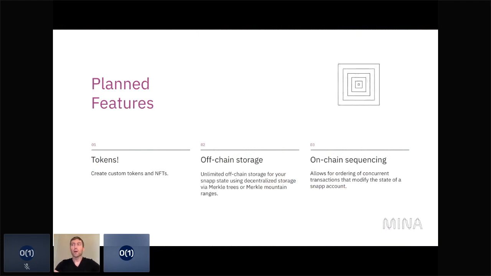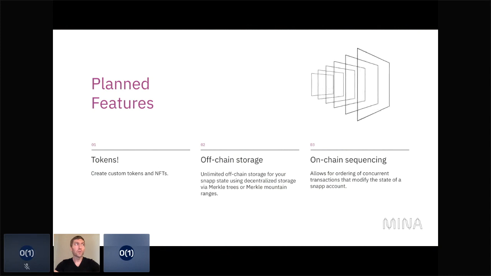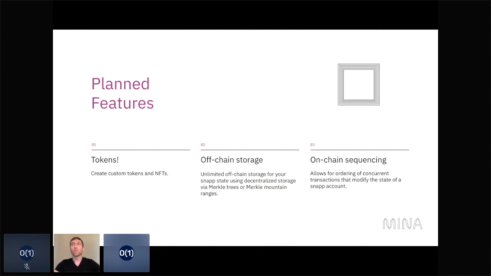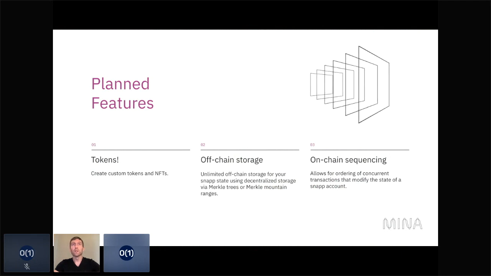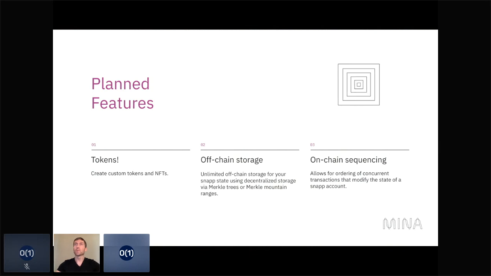And also, we'll be adding support for on-chain sequencing, which is actually really cool. It allows for the ordering of concurrent transactions that modify the state of a Snap account. And the reason this is important and super cool is because we have off-chain execution. So it's really important to have something to handle that and to help address state race situations. So that's pretty neat.